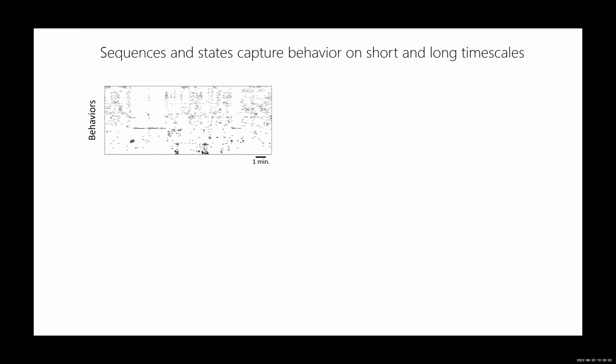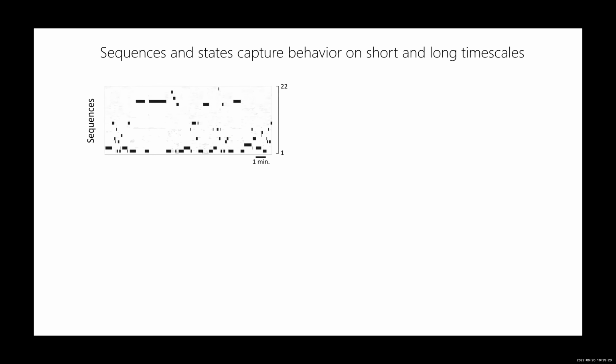Because of time, I'm skipping over a little how we found these things. If we have time at the end, I can come back to it. But let me point out evidence for what we found in terms of sequences and states. Here's another excerpt of an ethogram, and we have this temporal pattern matching algorithm at different timescales that can automatically find these sequences. So 22 different sequences: these little short snippets of behaviors over small periods of time.